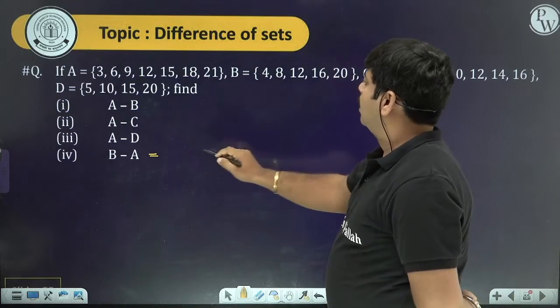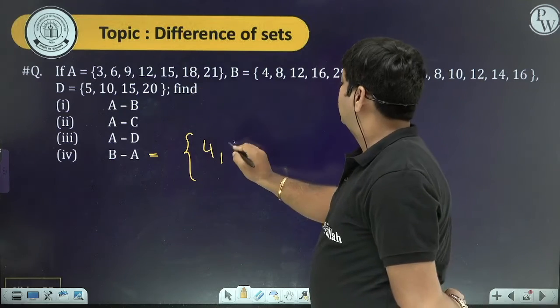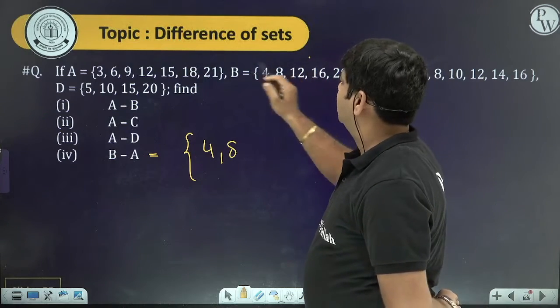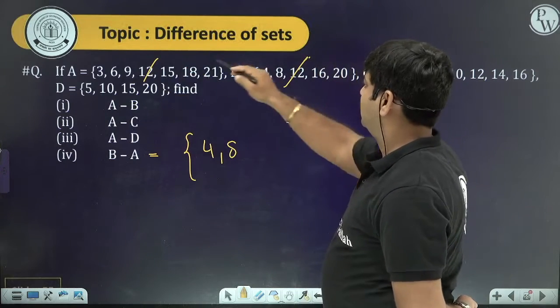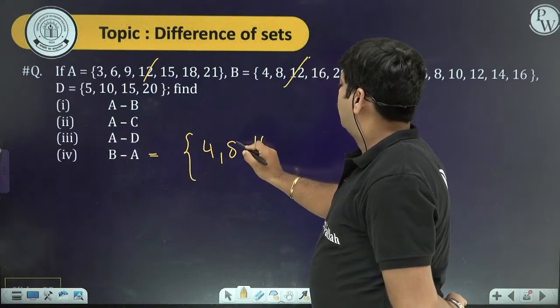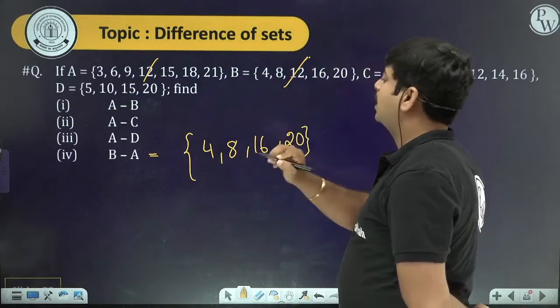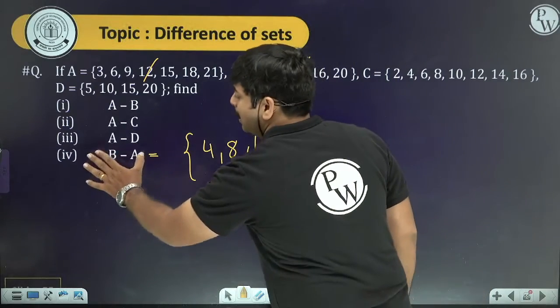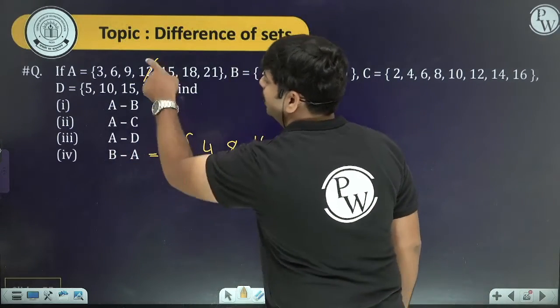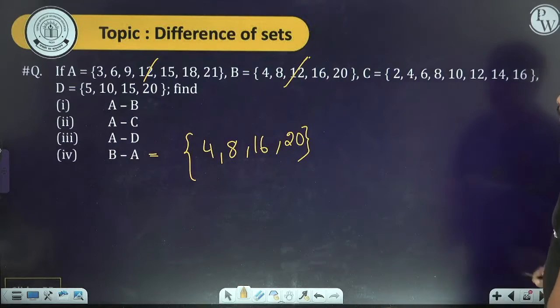So 4 is not there in A, so include. 8 is not there, include. 12 is in A, so 12 should be deleted. And 16 is not there, you can include. And 20 is also not there, so you can include 20 as well. So that is B minus A. From the set B, delete the elements which are also there in A. Simple. Okay.